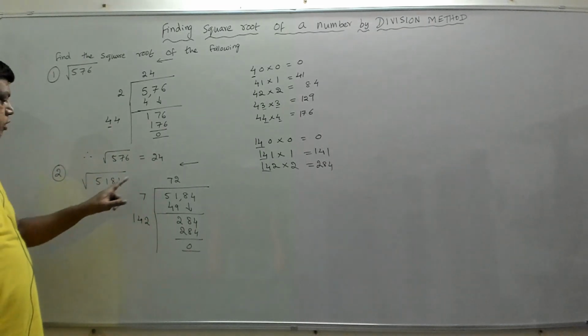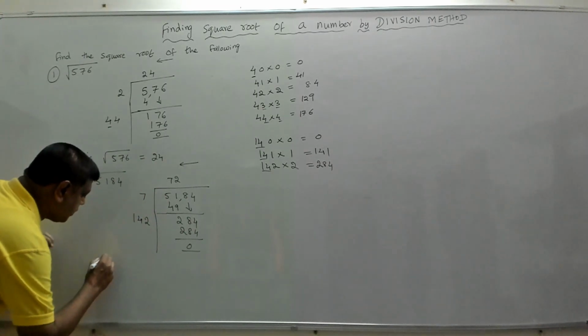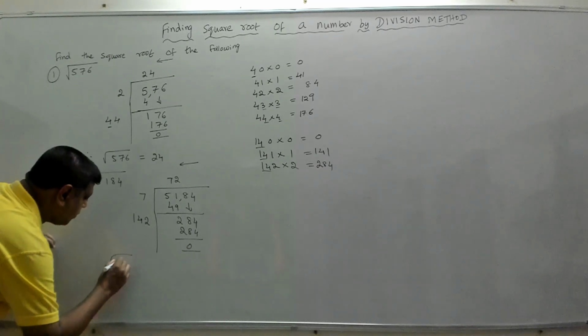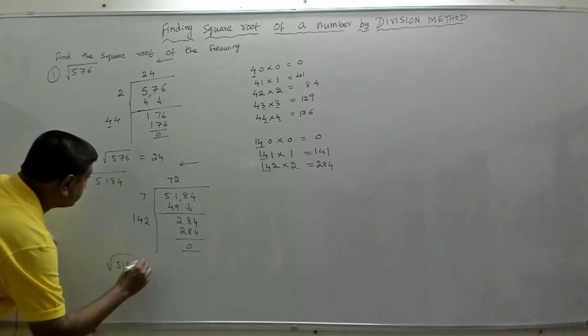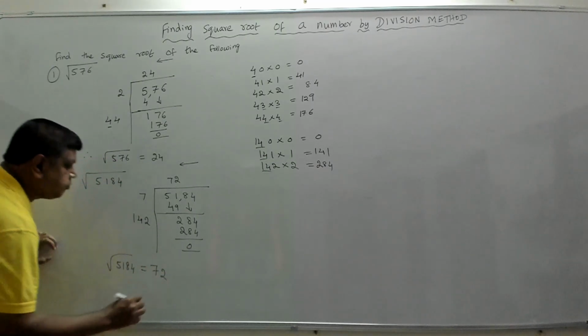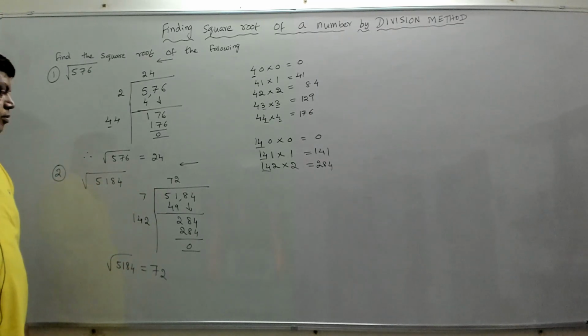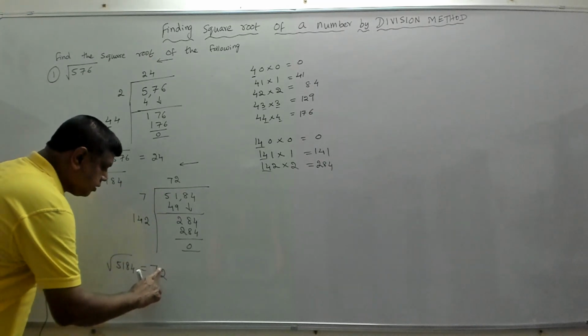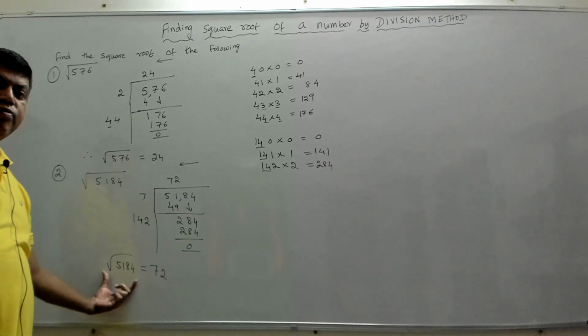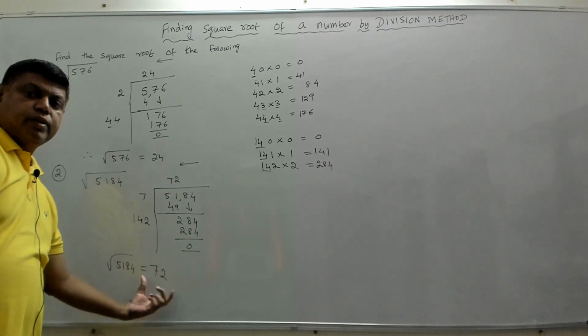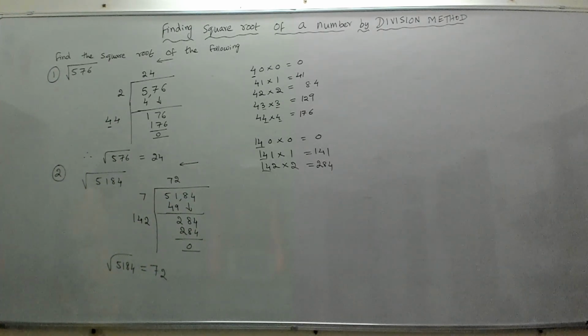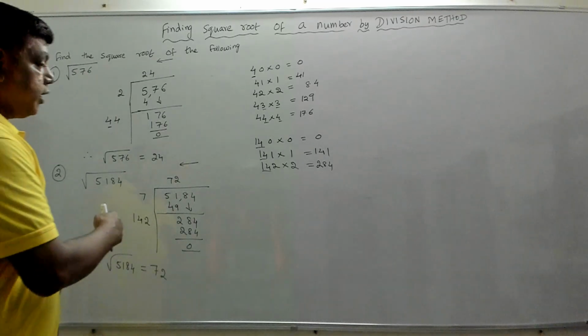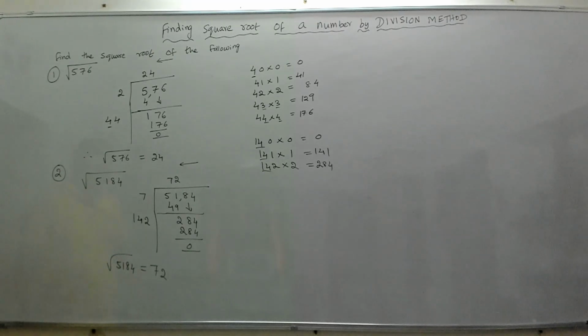So what is the square root of this number? Therefore, the square root of 5184 is equal to 72. This is the answer. Square root of 5184 is 72. Fine. So all of you can pause the video and take the notes. Then we'll go to the next problem.